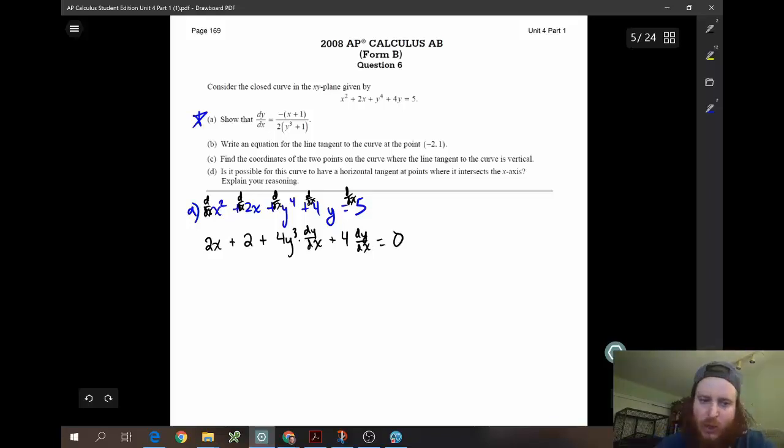Now, if you want to do the super cool shortcut, you could just jump straight to the answer, which is negative 2x minus 2 over 4y cubed plus 4. I'll show you how to do that shortcut, but I'm going to do it the long way and then show how I knew to get there.